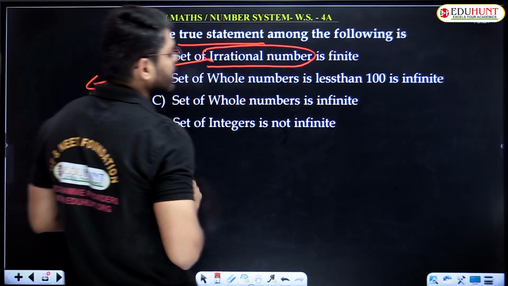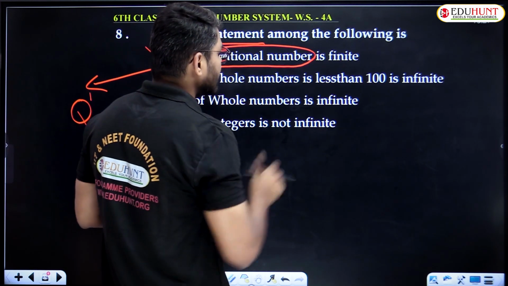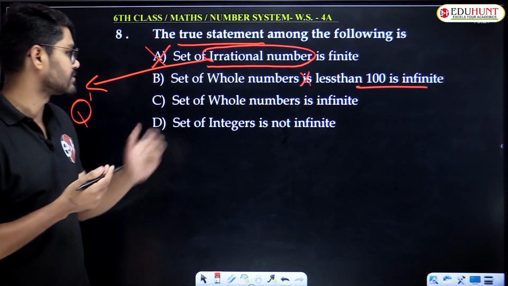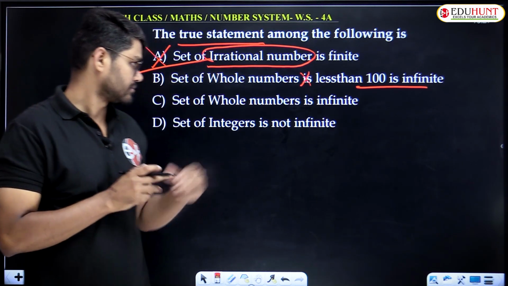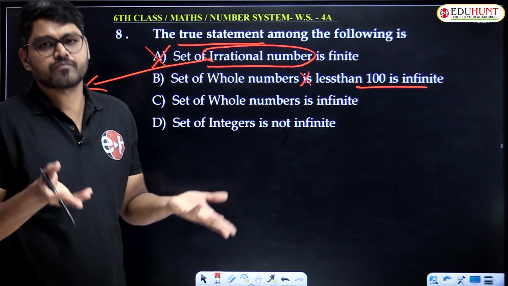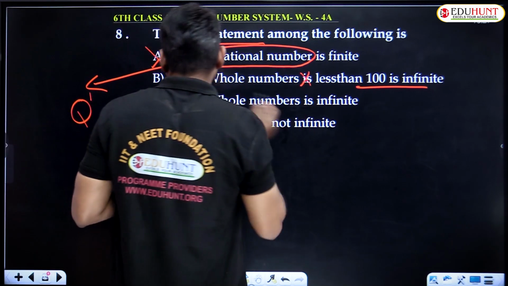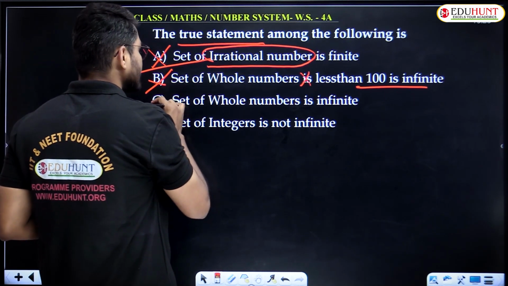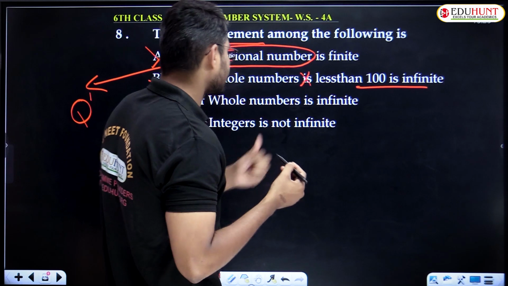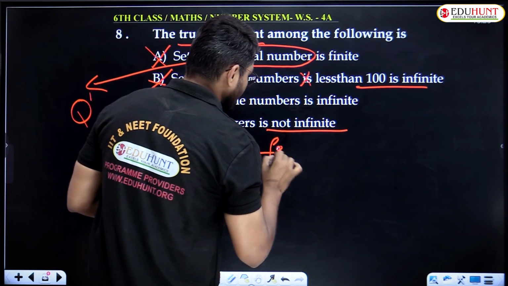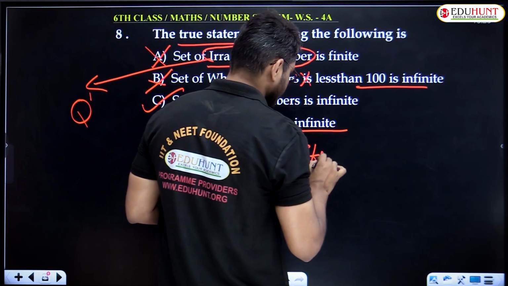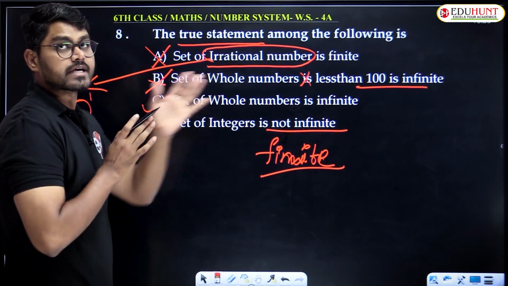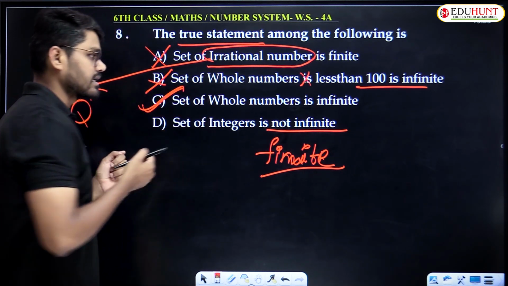Next, set of whole numbers less than 100 is infinite. Less than 100 means a set of whole numbers. How many whole numbers are there between 0 and 100? We can count. That means that is finite. This is also a wrong statement. Set of whole numbers is infinite. Yes, set of whole numbers is infinite. Next statement, set of integers is not infinite. Not infinite means finite. Already we have discussed. So integers are also not finite, they are infinite. That's why option C is the correct answer for this question.